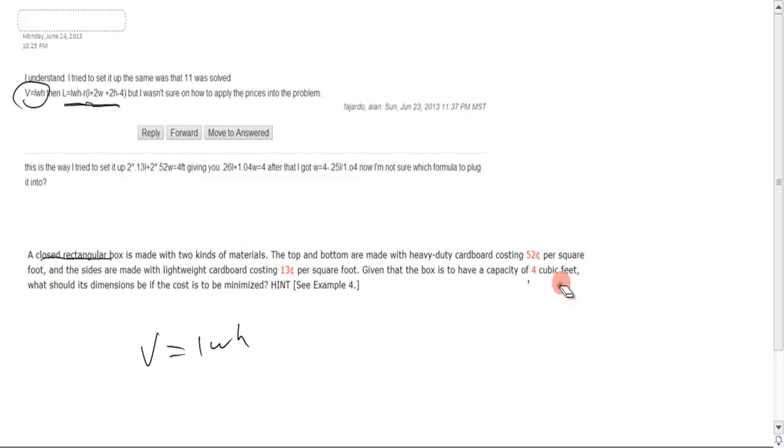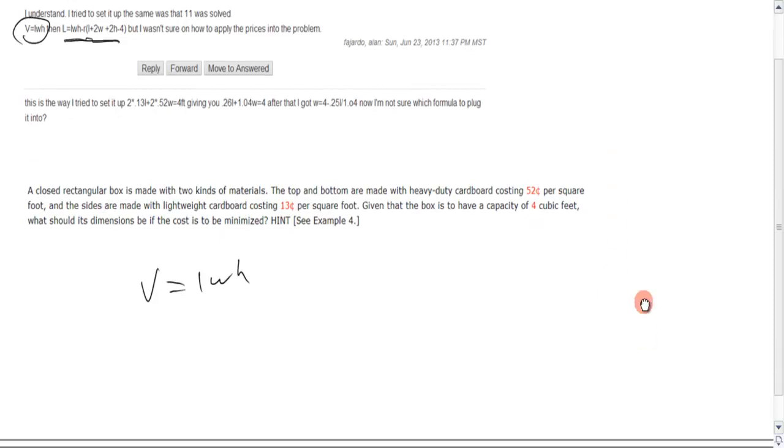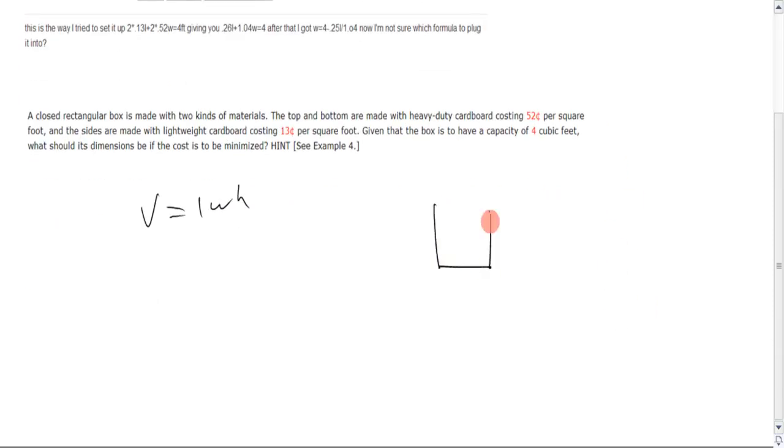Now the next thing, they're saying it's made out of materials. So what we're really getting at is surface area. If you were to think about the box, this is just like the picture from number 11. It's just a box that's going to have some length, some width, some height. It's going to take some pieces of lightweight cardboard or heavy cardboard to make this box. Now they're telling us they cost different amounts.